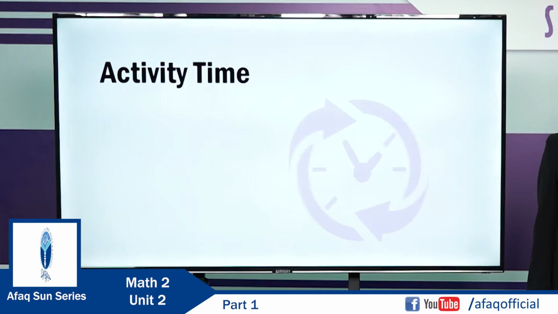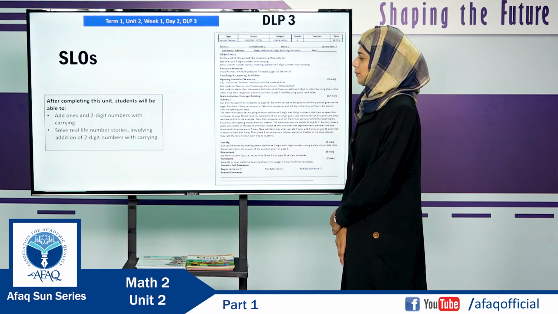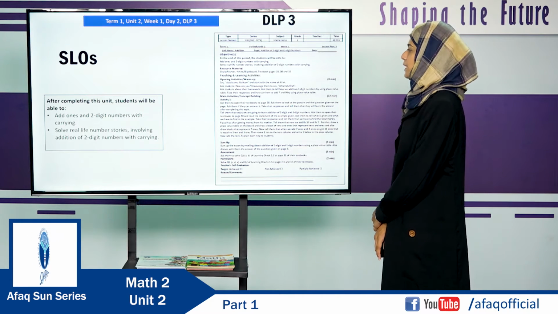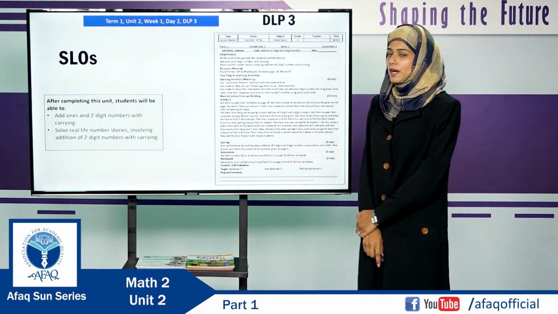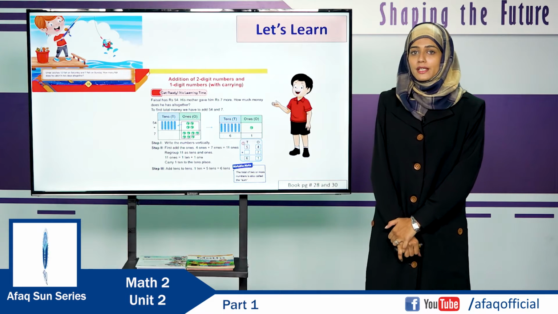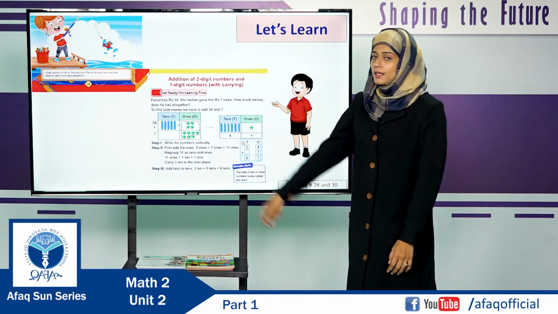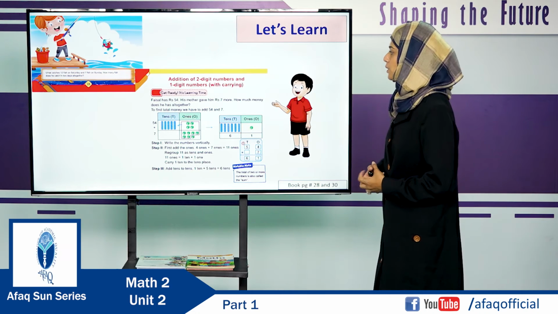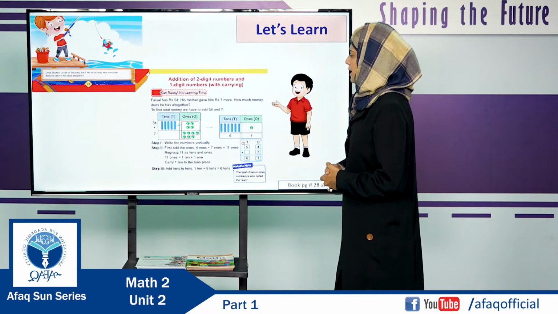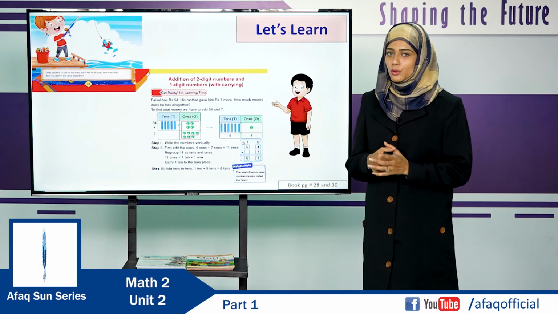It's an activity time. Let's see what the activity is about. In this, we add ones and 2-digit numbers with carrying. To cover this, the methodology has been provided in DLP 3, which falls in term 1, unit 2, week 1, day 2. Let's see the questions. Okay, on page number 28 to 30, here are the questions of addition of 2-digit numbers and 1-digit numbers with carrying. So, let's see the statement question in detail. Faisal has rupees 54. His mother gave him rupees 7 more. How much money does he have altogether?